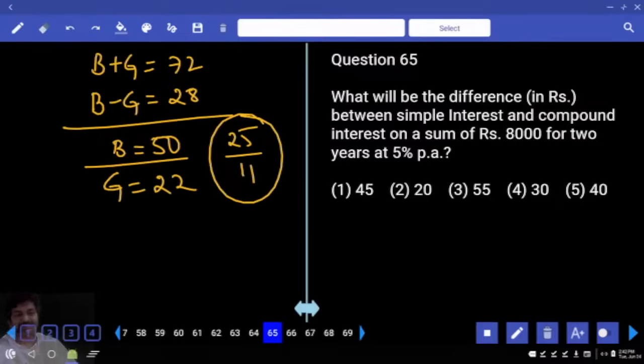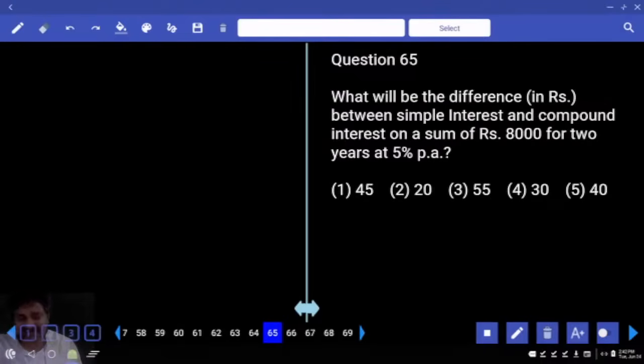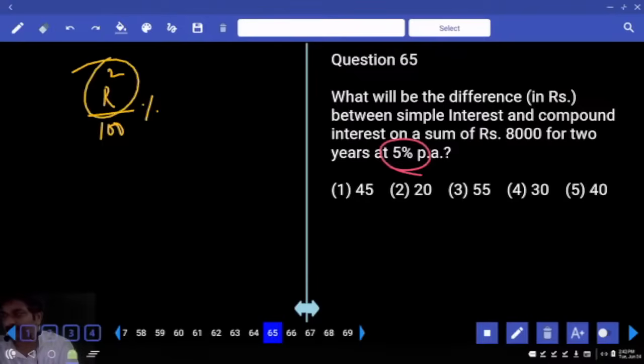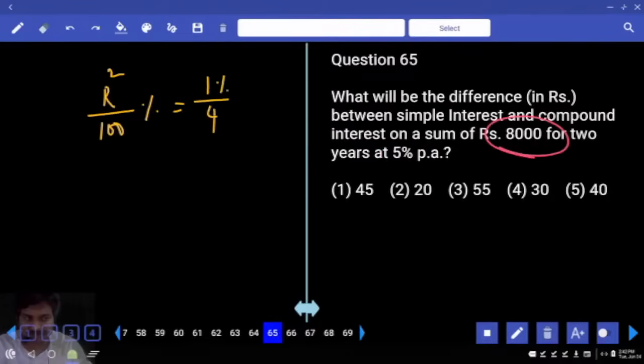What will be the difference between simple interest and compound interest on a sum of 8,000 for 2 years at 5% per annum? Difference between simple interest and compound interest for 2 years will be R square by 100% only, where R value is 5 square, 25 by 100, 1 by 4%, correct? That means I can write it as 1% divided by 4. What is 1% of the principal? 80 by 4, 20. Over.